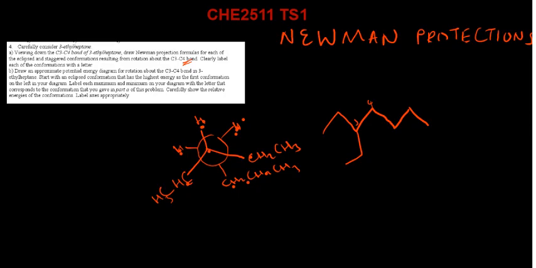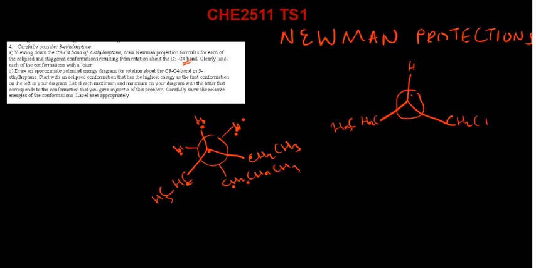Then for eclipsed, you're eclipsing the bond. Again, I'm maintaining the backbone, the front carbon here, CH2, CH3. Again here, CH2, CH3. And then eclipsed means the groups at carbon number 4, which is at the back, which is a hydrogen, and this propyl group, they're eclipsed in such a way that they're behind.